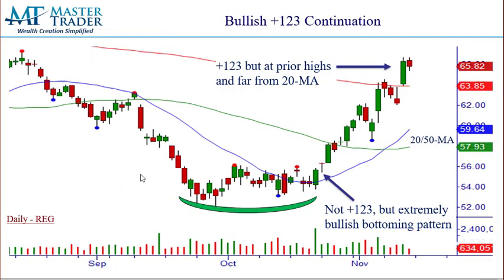Here's my 1, 2, 3 that was in the list above that I grabbed a screenshot of. So yes, this is a 1, 2, 3. But we have a rule that says don't ever buy 1, 2, 3s far from the 20-period moving average. End of story.